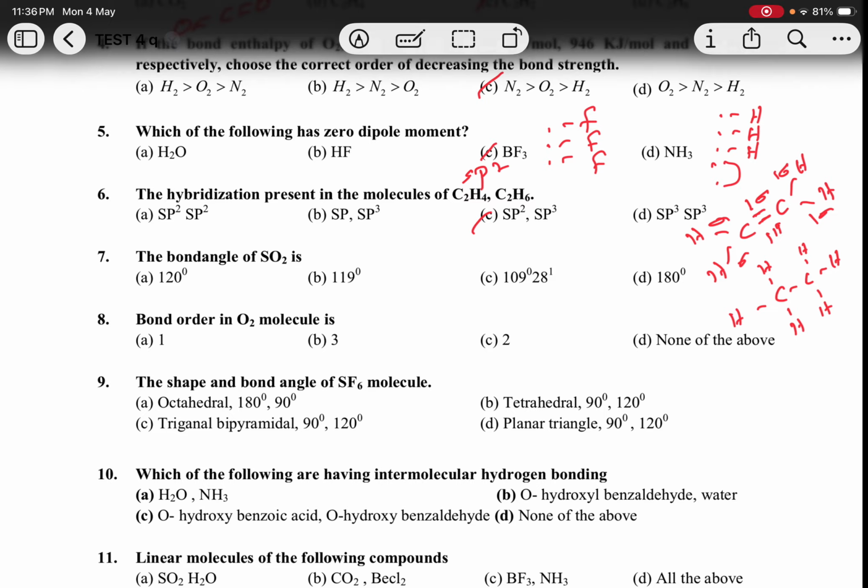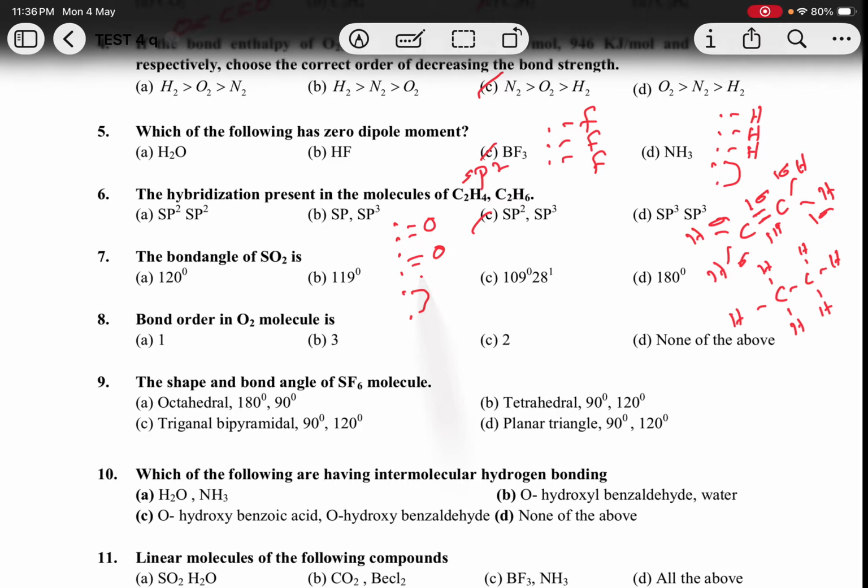Next, the bond angle of SO2 molecule. Here the central atom is sulfur. Sulfur belongs to 6th group. It contains 6 valence electrons, 1, 2, 3, 4, 5, 6. 2 electrons form a pi bond with one oxygen atom. 2 electrons form a pi bond with another oxygen atom. It contains one lone pair.